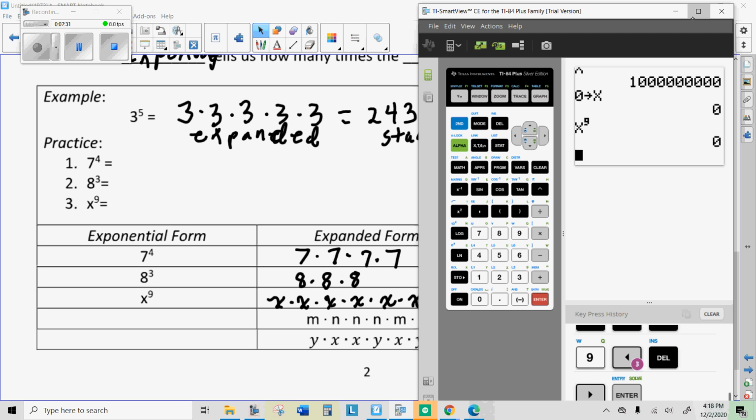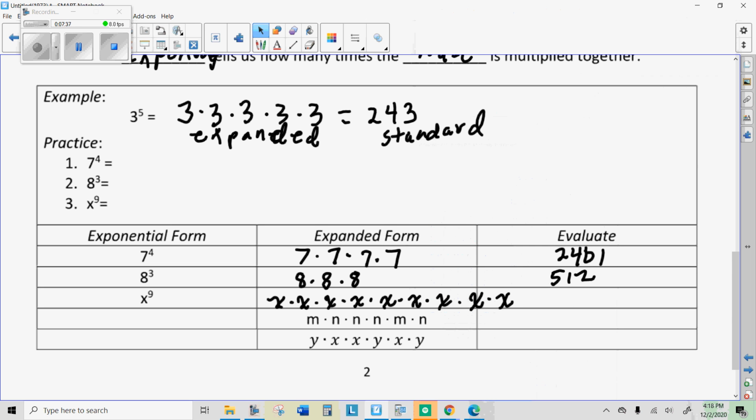So don't try and use your calculator to evaluate x to any power. For that problem, we're just going to say x to the ninth because we don't know what x is at this point. All right, so in exponential form, we can evaluate these two, so let's cross those out. I'll do the first one for you.